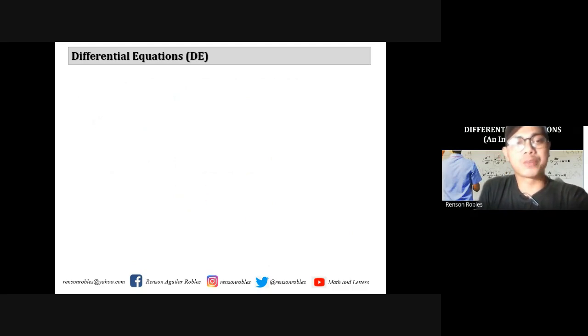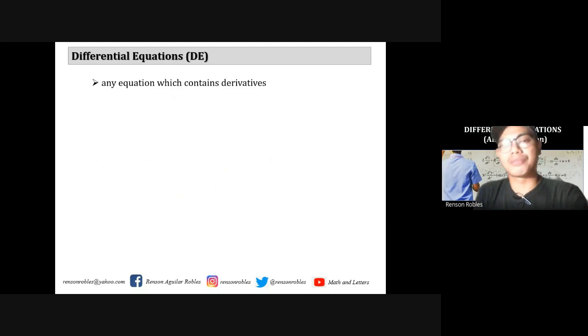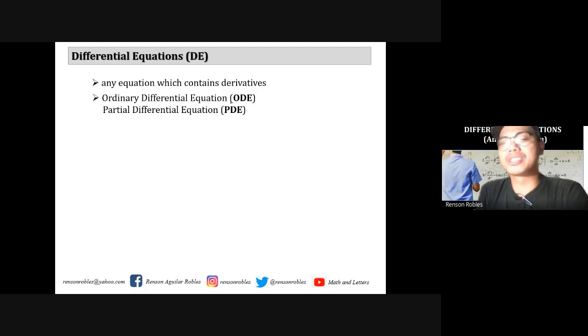To formally define a differential equation, we have seen earlier that any equation which contains derivatives is called a differential equation. They can be classified either as ordinary differential equations, or ODE, or partial differential equations, or PDE.